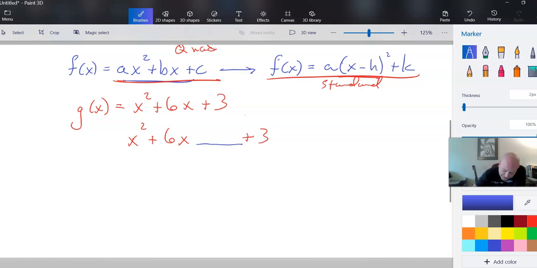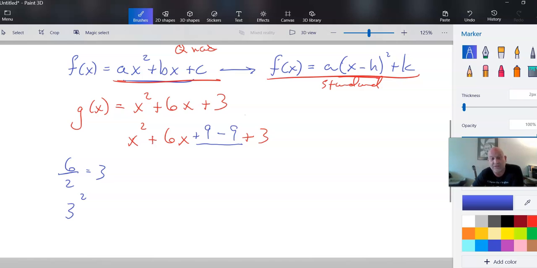So what I can do is take half of 6. So I'll take 6 and divide it by 2 to give me 3, right? And then I take the 3 and square it. So I take half of the middle term and square it. So if I take half of 6, that's 3. If I square it, it's 9. So I'm going to add 9 here. Now there's a problem. I can't just willy-nilly add 9 because that changes the function. So what we do is we also subtract it out at the same time.